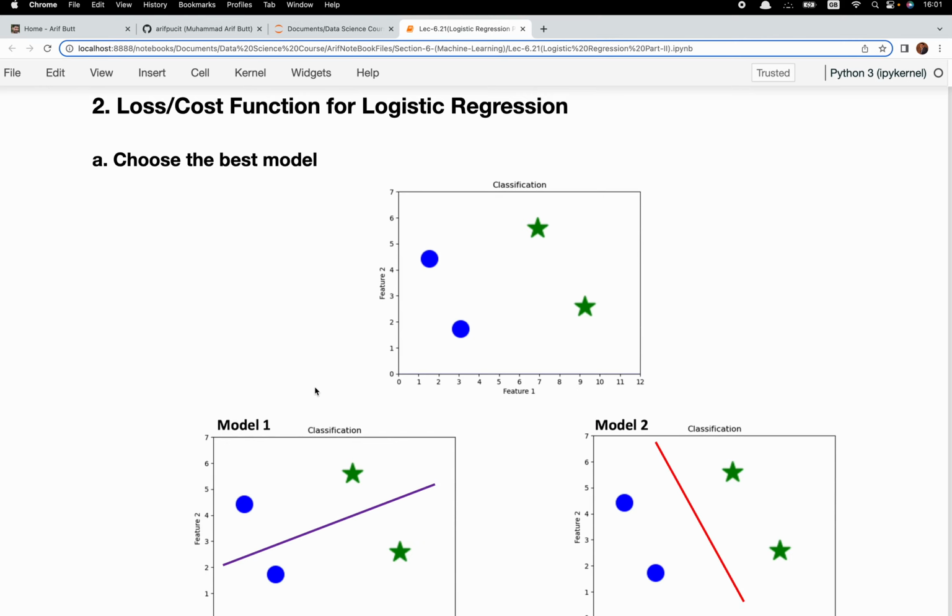Okay, after this comprehensive recap of the last lecture, let's move ahead and find out the loss or cost or error function for logistic regression.